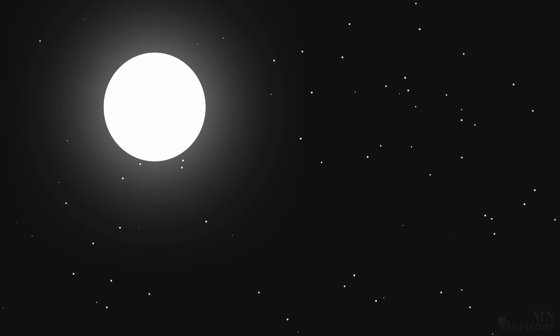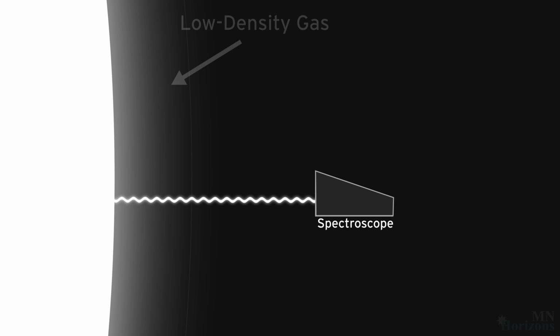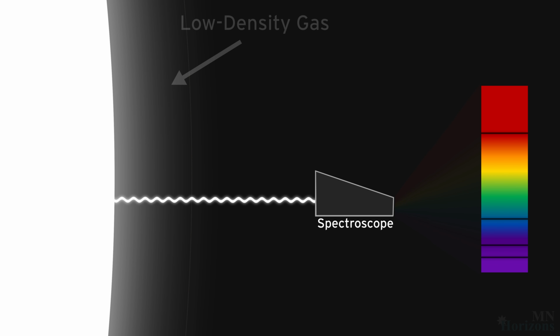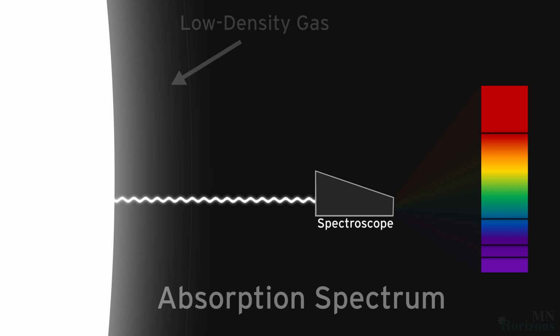There is another important type of pattern formed when light interacts with matter. If a continuous spectrum passes through a cooler, low-density gas, the result looks different. Instead of bright lines on a dark background, we see a smooth rainbow interrupted by dark lines at specific locations. This pattern is called an absorption spectrum.